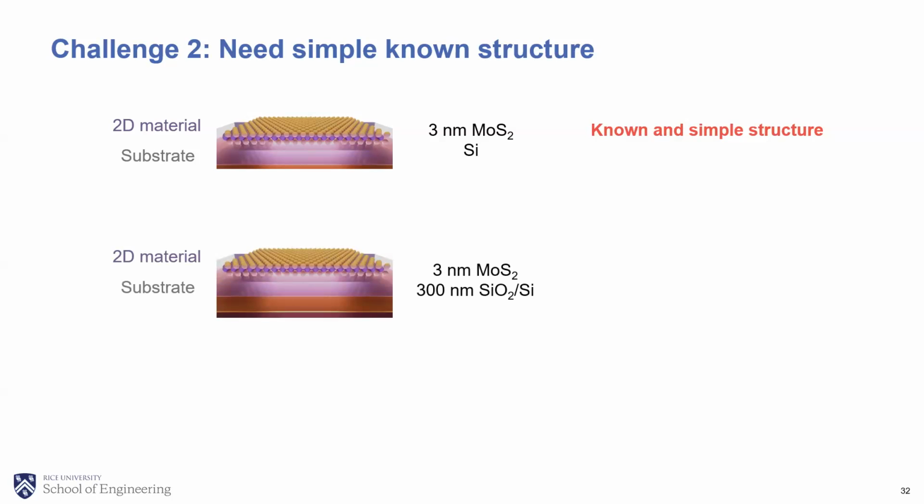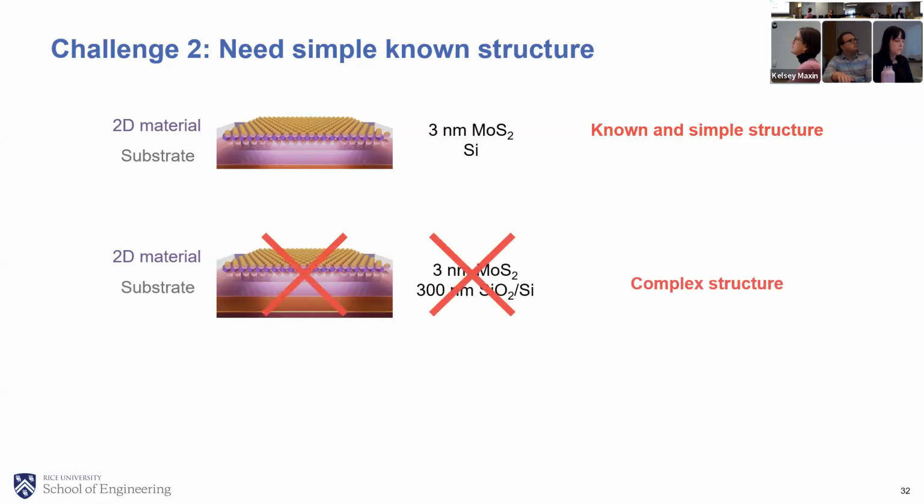However, if you use another substrate, for example, 300 nanometer silicon oxide on silicon, which is a very conventional substrate, this is already not okay because this substrate is complicated. So this is considered as a complex structure.